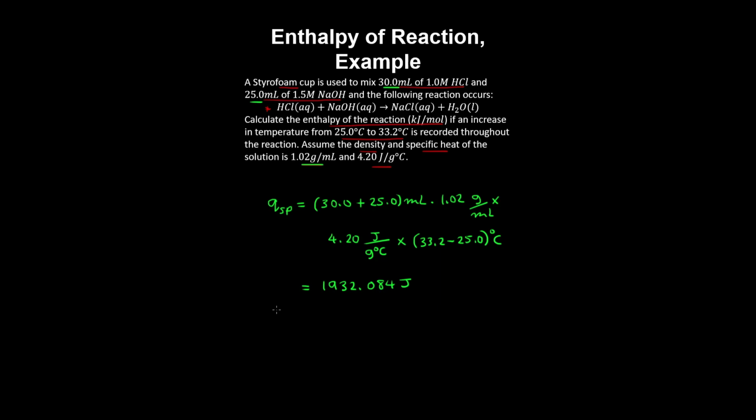And to obtain a limiting reactant, we calculate the number of moles of hydrochloric acid, which is volume by molarity, and the number of moles of sodium hydroxide, so here you have a 1-to-1 ratio between the moles of hydrochloric acid and sodium hydroxide. So hydrochloric acid is the limiting reactant.